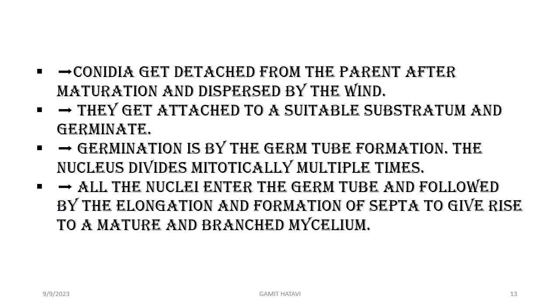Conidia get detached from the parent after maturation and are dispersed by the wind. They get attached to a suitable substratum and germinate. Germination is by germ tube formation.